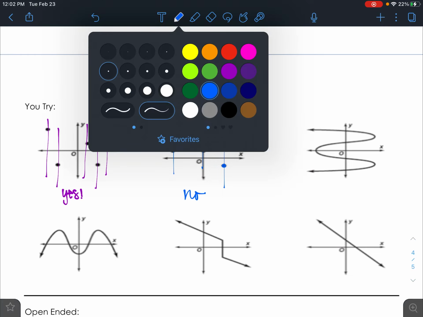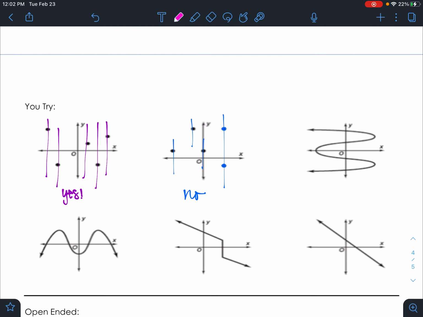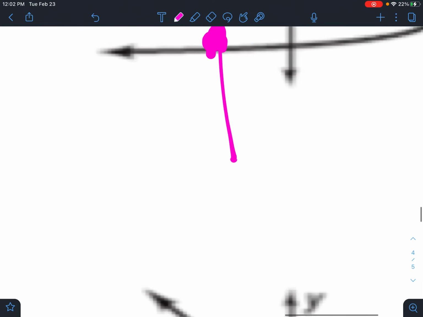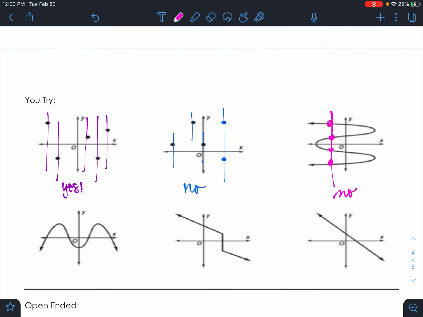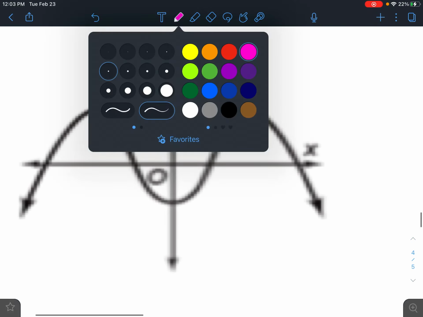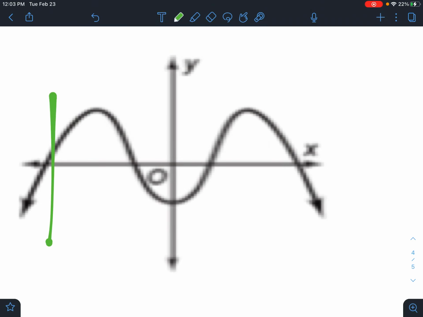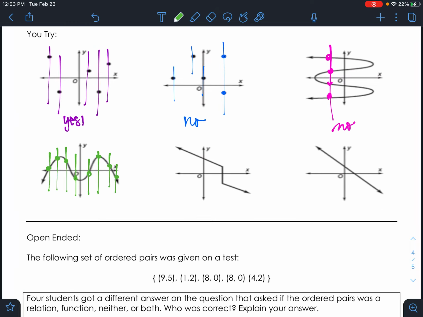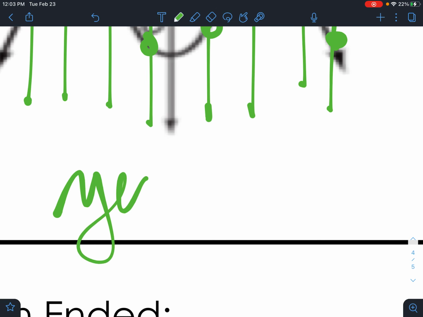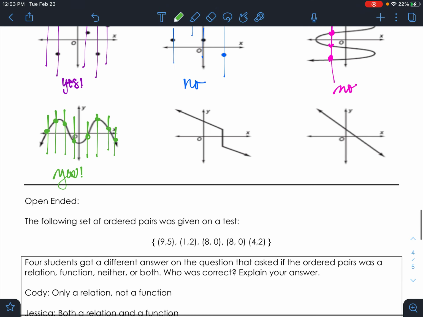Okay? Keep going. All right, let's try this one. This one's pretty easy because no matter where you're at, I'm hitting 1, 2, 3, and 4, right? So those 4 points means that this is no, it's not a function. Trying this one right here, no matter where I'm at, I'm only hitting at 1 point, 1 point, 1 point, 1 point. Throughout this entire graph, no matter where I'm at, I'm only hitting at 1 point. So the answer to this one is yes.